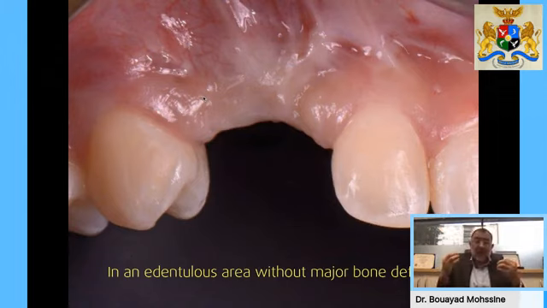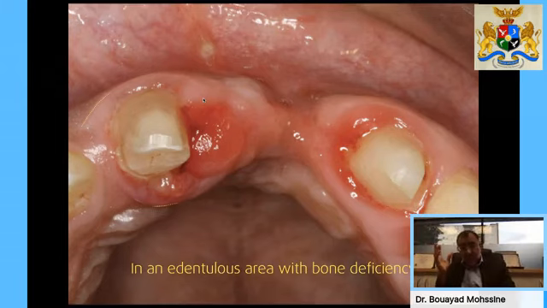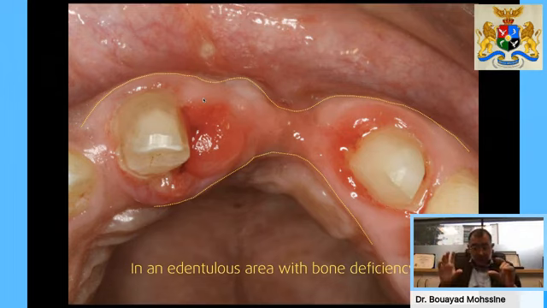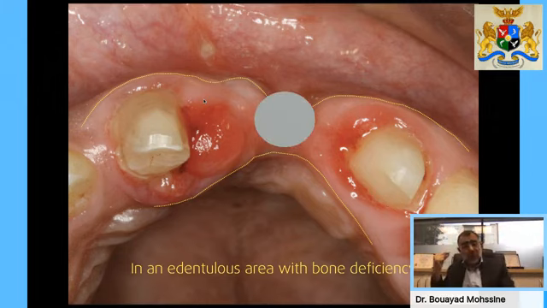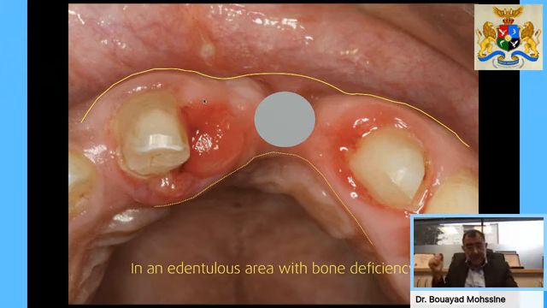Several times, we have an edentulous area without major bone defect. And other times, we can see here a big defect between teeth, and we have a bone deficiency. We have to appreciate the volume of the residual bone and how we have to implant in this condition. First of all, we have to give a hard tissue remodeling before implanting in this area.